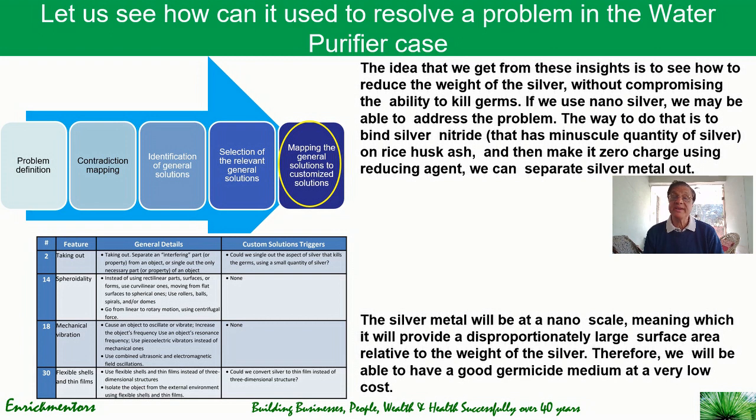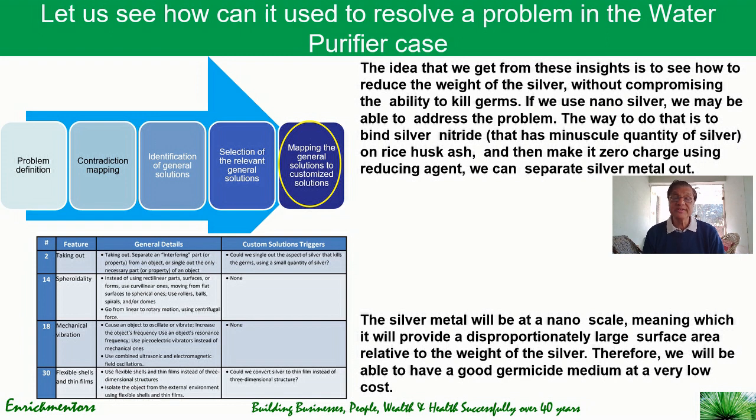So what it is saying is that out of silver metal, can you single out the aspect of silver that has the germ killing property and just take that, not take the rest of it. And that will reduce the weight of the silver as well as give you the germ killing properties of silver, right? And that sounds a good solution. Then the 14 and 18 are not that relevant.